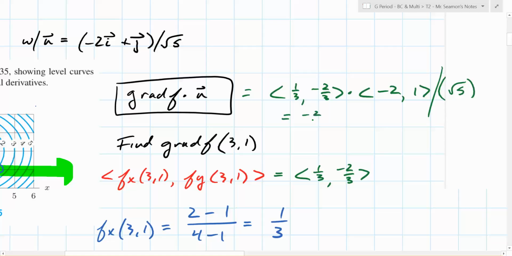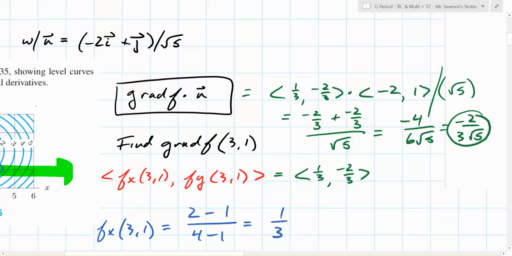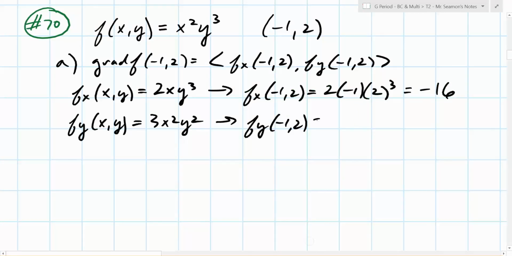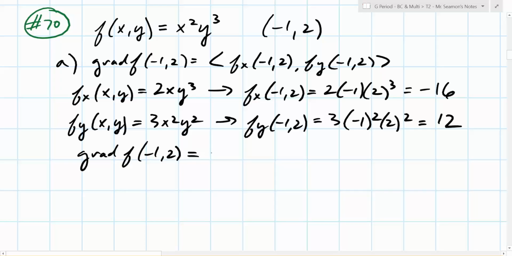So what are you going to end up with here? You're going to end up with negative 2/3 plus negative 2/3 over root 5. So what are you going to end up with? Negative 4 over 6 root 5. So negative 2 over 3 root 5. Did I do that math right? Yeah. It's going to be equal to 3 times negative 1 squared times 2 squared. So it's going to be 12, right? So therefore, grad f of (negative 1, 2) is (negative 16, 12).